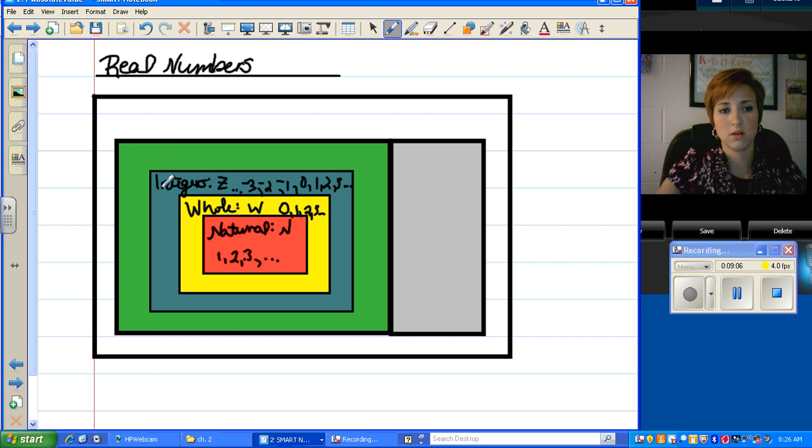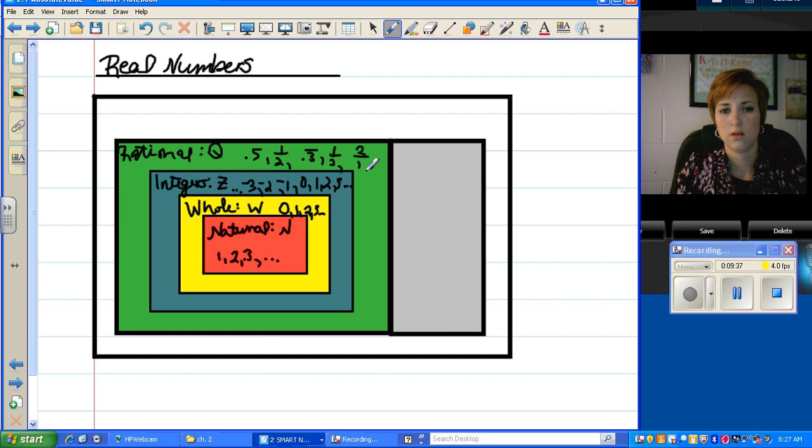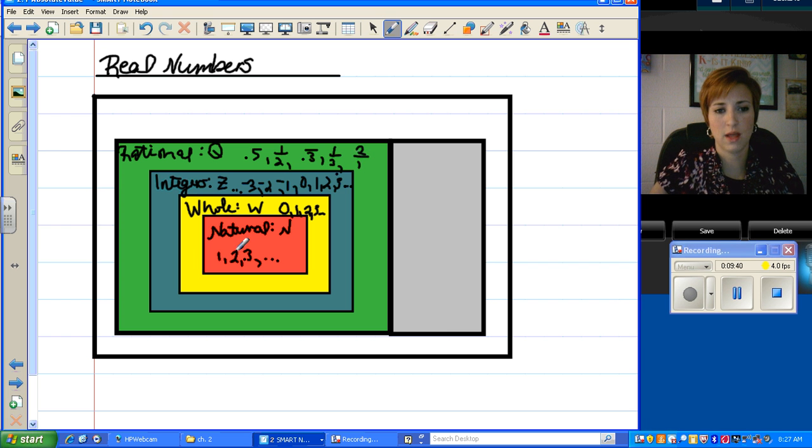Now the group just beyond integers is rational. Remember, we said rational is anything that can be written as a terminating decimal, repeating decimal, or fraction. Rational gets denoted by the letter Q. Like if we have 0.5, it's 1/2. 0.3 repeating is 1/3. We can even throw in a natural number like 2 and put it over 1. So natural numbers are in all these groups now. That's why it's like a Russian doll. It keeps getting bigger and bigger and bigger.